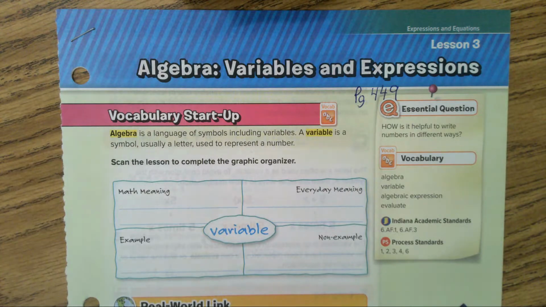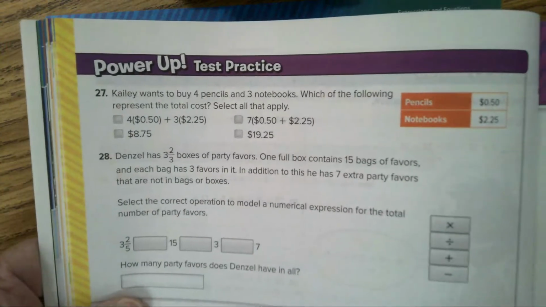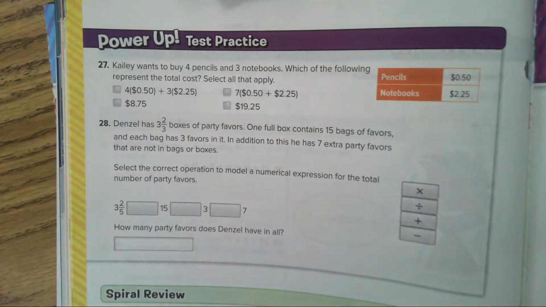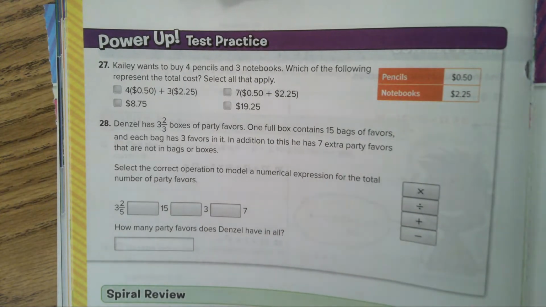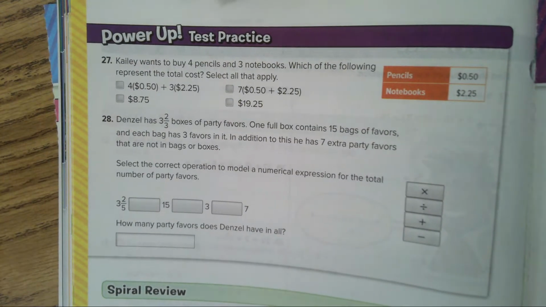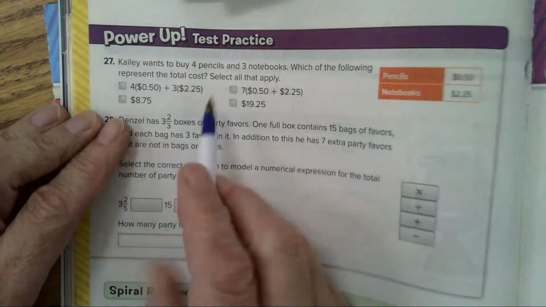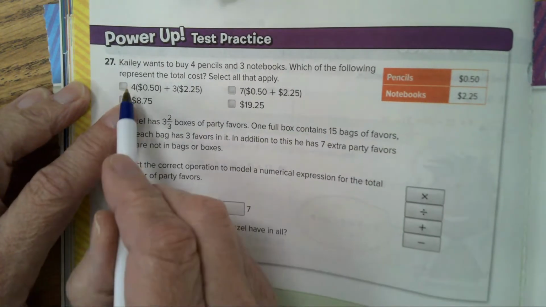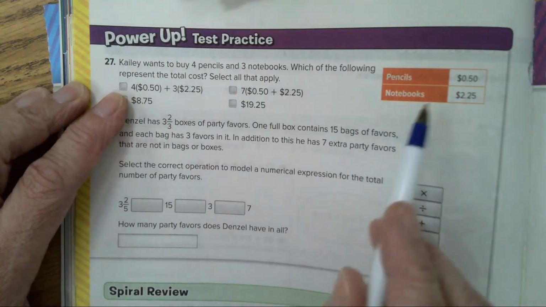the bell work for today. So that's on page 448. So I'm going to reflect back to page 448, your bell work. And here are the answers that you should have on page 448. Number 27. Kaylee wants to buy 4 pencils and 3 notebooks. Which of the following represents the total cost? Select all that apply. So on this page here, 4 pencils, so 4 times 50, 3 notebooks, 3 times 225.